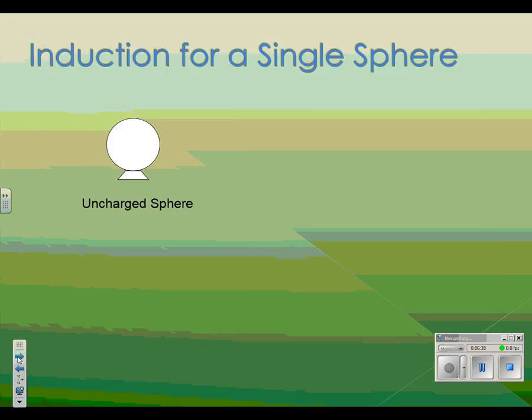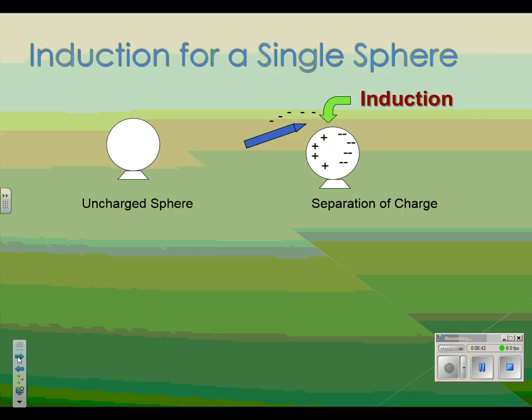Now, induction for a single sphere, when you have an uncharged sphere, what you're going to end up creating is polarization. You're going to cause the charges to separate on that sphere, and when you bring a negatively charged rod to it, the negative charges are going to want to get as far away as possible. So this is polarization.